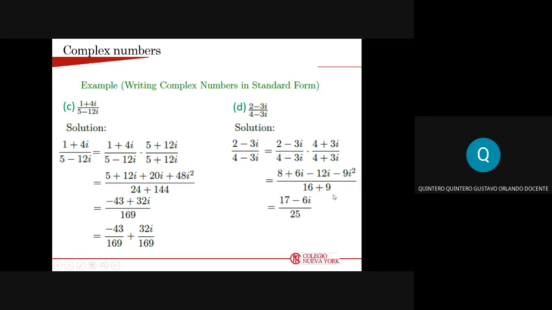Do the operations that you have to do, and we have 16 minus 6i over 25. Split for the final solution, and there we go. We have the answer. 17 over 25, the real part, and negative 6 over 25, the imaginary part. Just like that, guys. We finished our presentation of learning how to divide complex numbers.